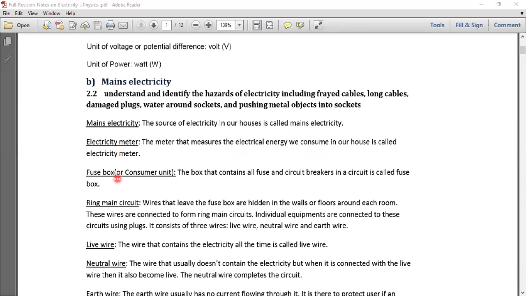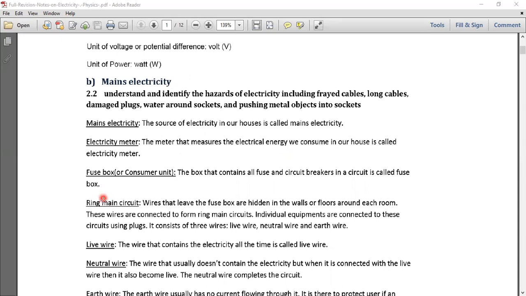The next one is a fuse box or consumer unit. That is the box that contains all fuses and circuit breakers in a circuit. We have already seen in our houses that we all have a fuse box that controls all the circuits in a house. That means in any circuit, if the current goes high, the circuit breaker or the fuse melts and breaks the circuit, so that the electrical appliances and other devices remain safe. So a fuse box helps us in the prevention of electrical accidents.